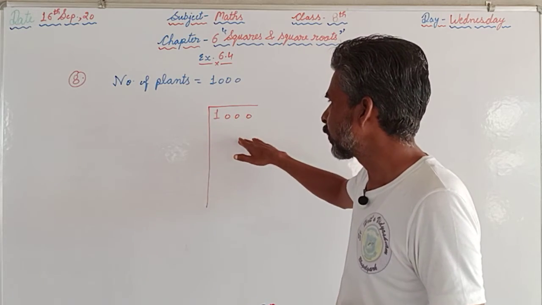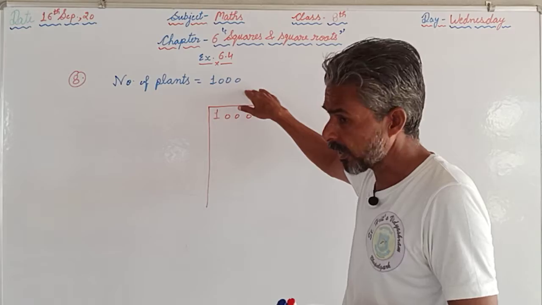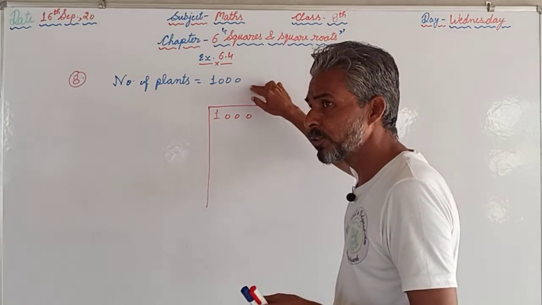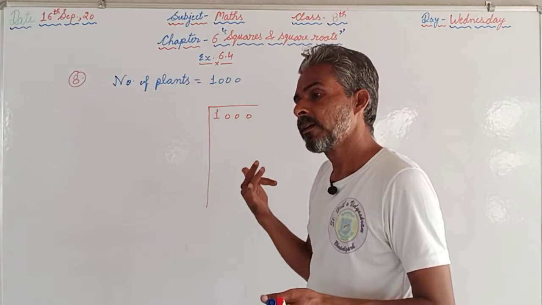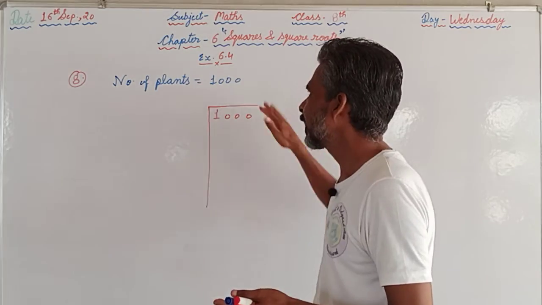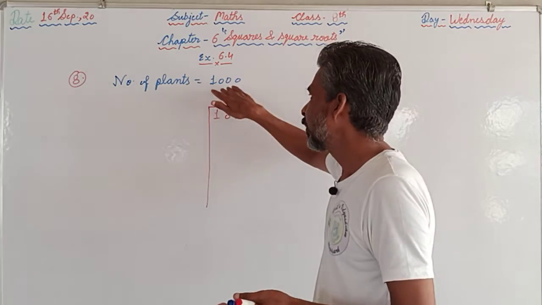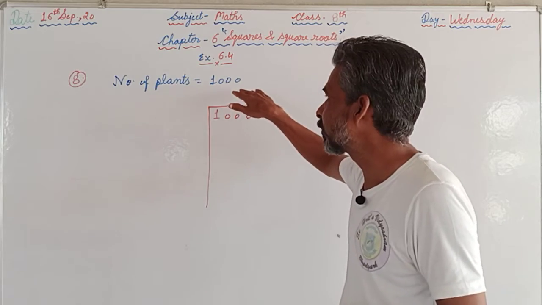So here, this is not a perfect square. Why? Because there is an odd number of zeros, 3 zeros are there. If 2 zeros were there, then this would be a perfect square. If 4 zeros were there, then it would be a perfect square. But now only 3 zeros are there, that's why this is not a perfect square.